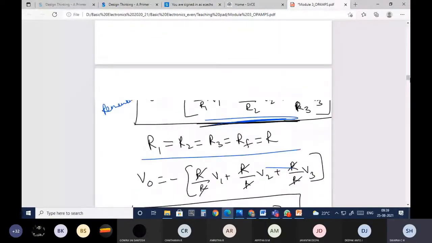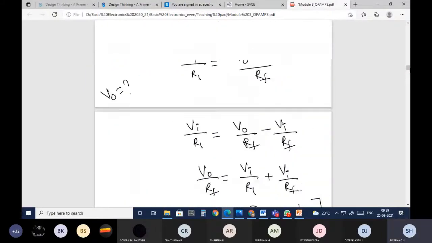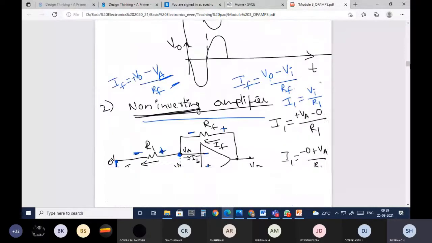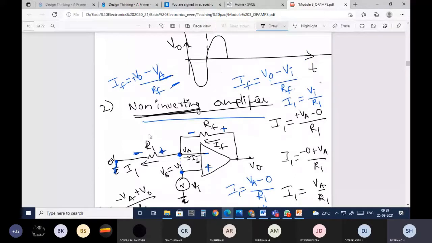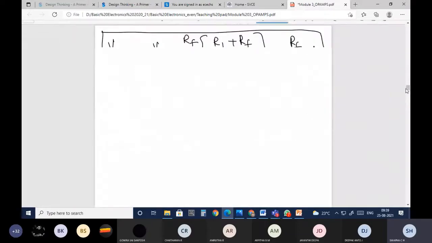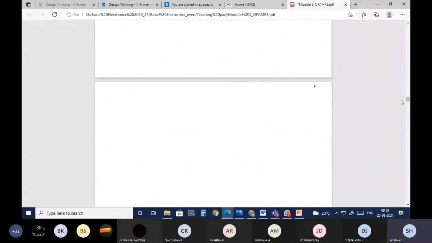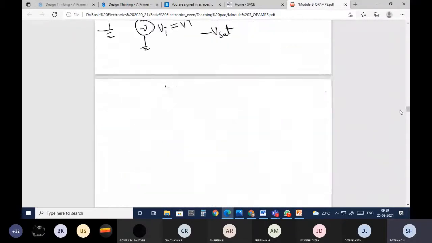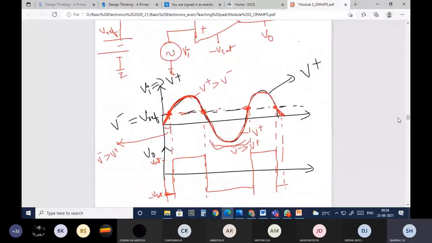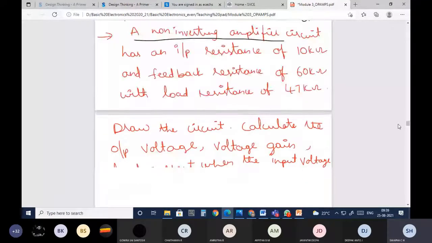This is your non-inverting amplifier. He is saying that the input resistance is 10 kilo ohms. And the feedback resistance is nothing but this resistance. For this circuit we need to do the analysis now. Let me redraw the diagram. Anyway, he is asking you to draw the diagram. First we'll write what all is given, then we'll solve the problem.